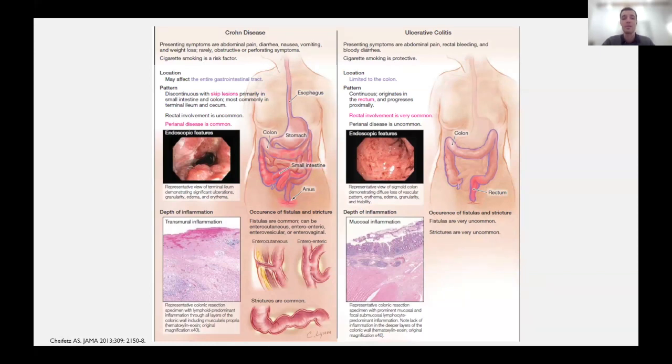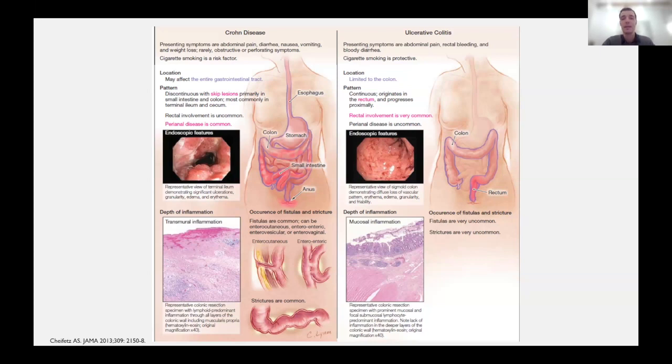As a consequence, in Crohn's disease, we can observe strictures and fistulas. These are pathological connections between the intestinal lumen and neighboring organs. The two cardinal symptoms of Crohn's disease are abdominal pain and diarrhea.